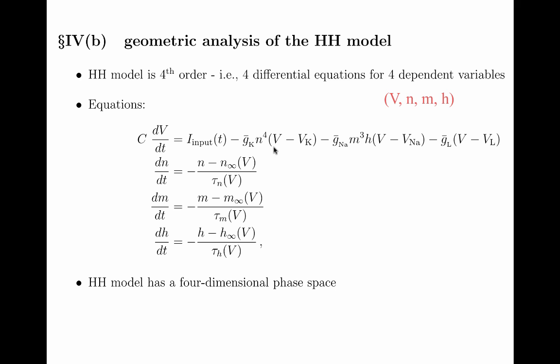Here's our system of differential equations for the Hodgkin-Huxley model. We have dV/dt, so we have one differential equation, dn/dt another one, dm/dt another one, dh/dt another one. So we have 4 differential equations, 4 variables that are evolving in time. And if we wanted to visualize the phase space for this system, it's no longer in one-dimensional space. Our phase space is now 4-dimensional. So the Hodgkin-Huxley dynamics evolve in a 4-dimensional phase space.